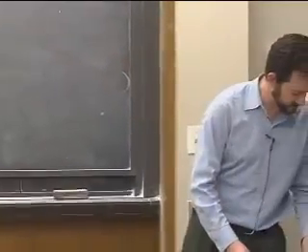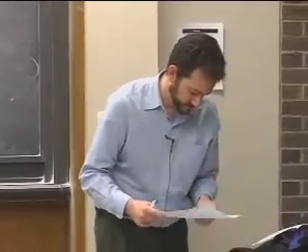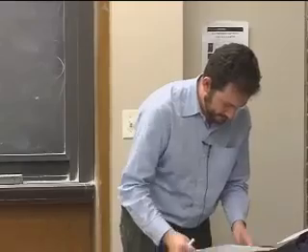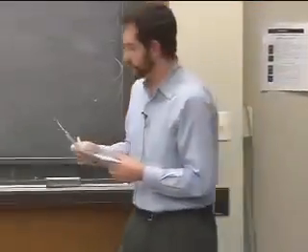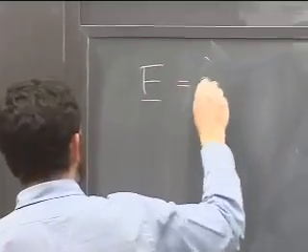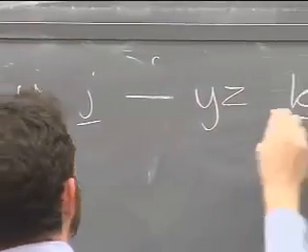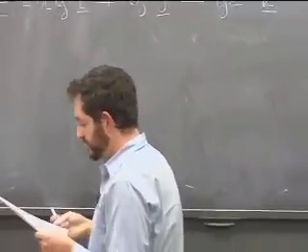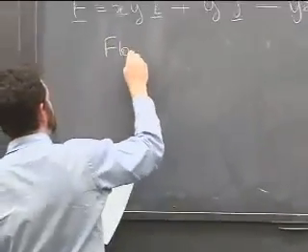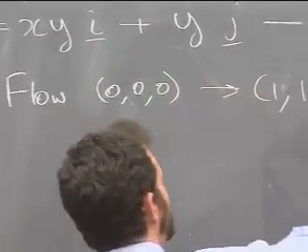But to celebrate, let's just do one more problem. Okay, so this is from the textbook. F is the vector field xy i plus y j minus yz k. So this is now a three-dimensional vector field as opposed to the two-dimensional. And you're asked to find the flow from 0, 0, 0 to 1, 1, 1 along the line segment.